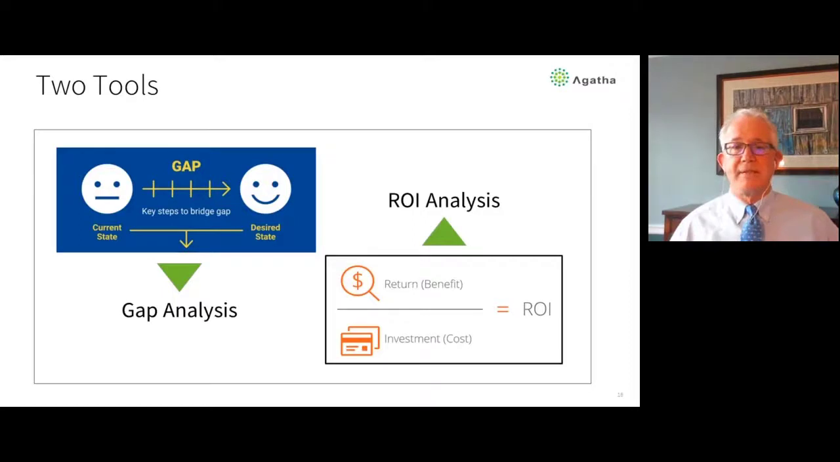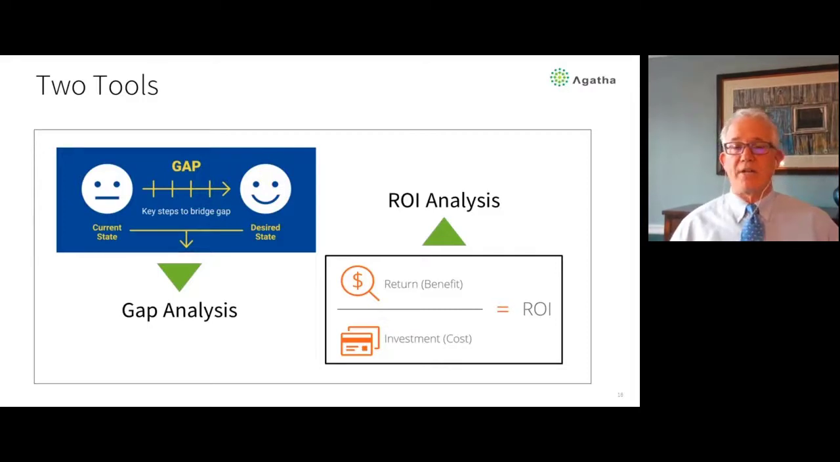Now, similarly, an ROI analysis, we all know that stands for return on investment. And at its most simple, as the picture says, it's what are you going to get and how much is it going to cost? And that's your return on investment. Now, of course, the world has way overcomplicated everything, and that includes ROI analysis.